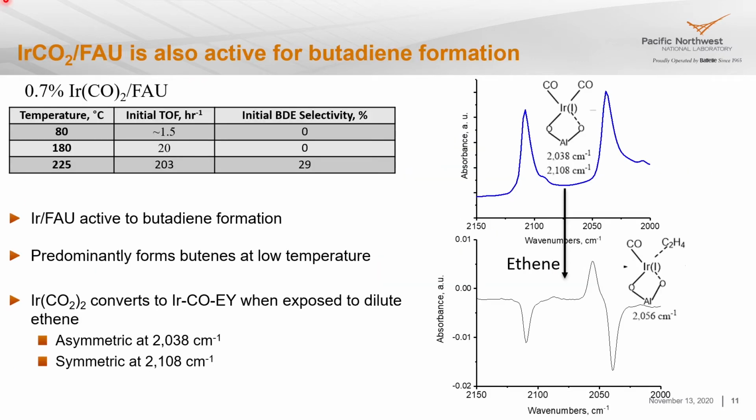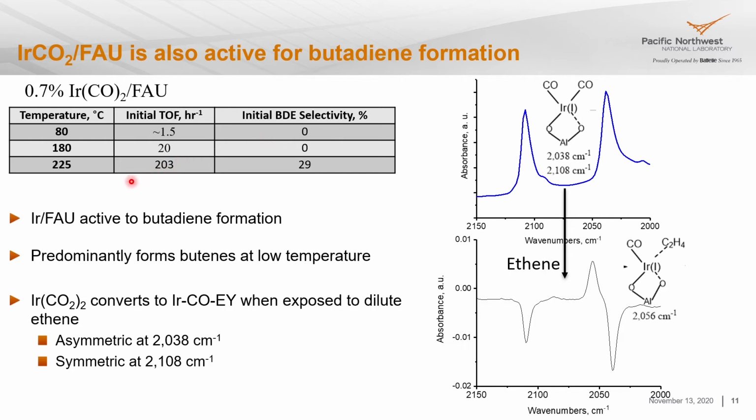We also prepared a supported iridium catalyst, in this case 0.7 weight percent iridium dicarbonyl on faujasite, and tested it for its activity in ethene dimerization. As you can see from the table, at low temperatures, it had lower turnover frequencies of about 1.5 to 20 turnovers per hour over the range of 80 to 180 degrees C. And the products formed were exclusively butenes.